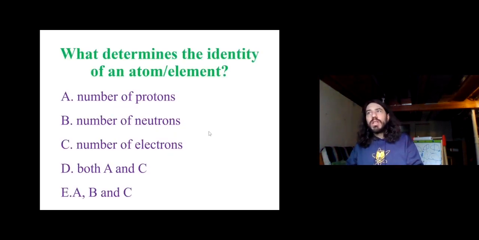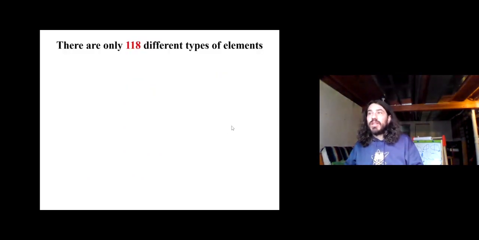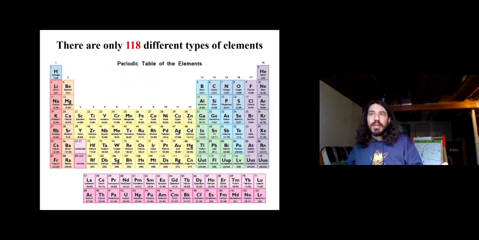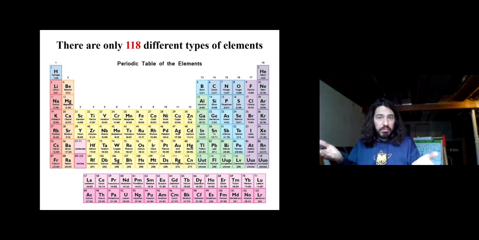Okay, so what determines the identity of an atom or an element? Well, is it the number of protons, the number of neutrons, or the number of electrons? Good job! It is indeed the number of protons. It's the number of protons that determines the identity of the element. And when we look at the periodic table, we see that the elements are organized according to how many protons they have. The periodic table starts off with hydrogen, and the number 1 here means it has 1 proton. So saying I have hydrogen is the same as saying I have an element with 1 proton. Those are not two different things.